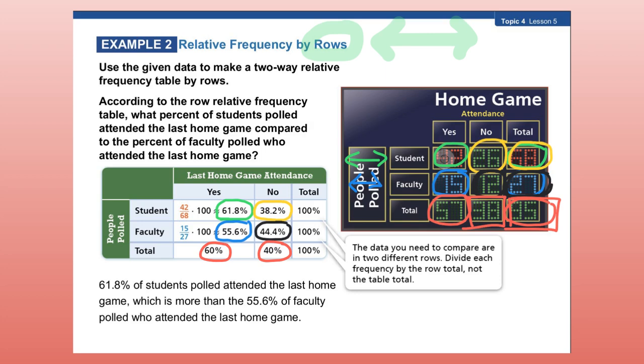Now, when we are trying to figure out relative frequency by rows, we only care that at the end of each row, this adds to 100%, this row adds to 100%, and this row adds to 100%. We are not concerned about columns yet. So make sure you know which way you are comparing.